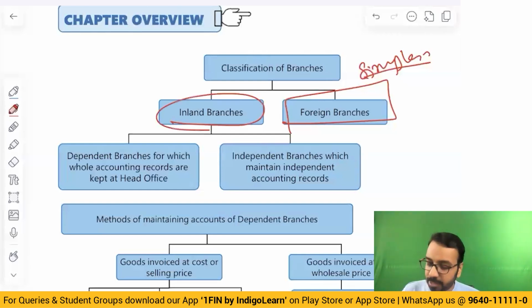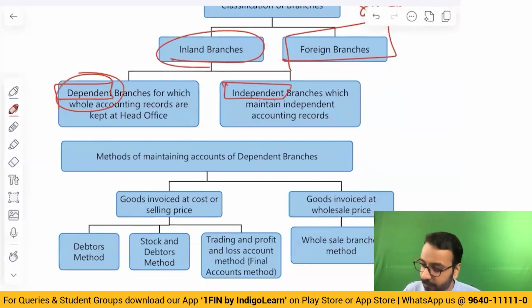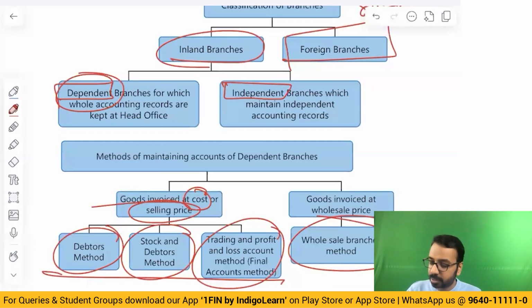When it comes to the domestic branches or inland branches, we have dependent branches and independent branches. Under dependent branches, we have debtors method, stock and debtors method, trading and P&L method, then wholesale branches. When we do these revisions, the question is how to identify which method to follow where. The problem is that cost method is there, selling price method is there. So cost method, 3 methods, selling price, 3 methods, wholesale branches.